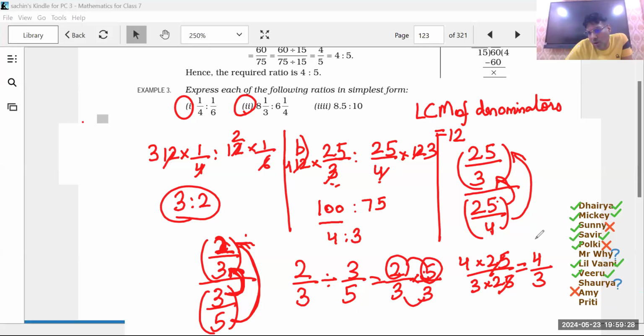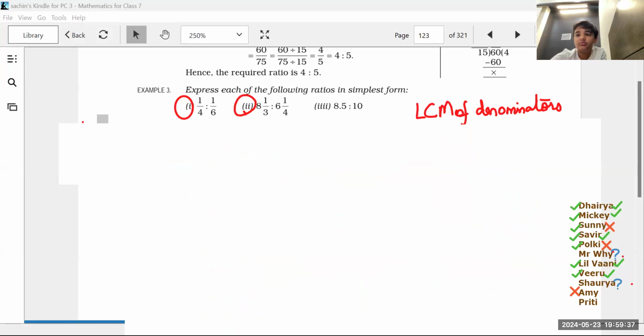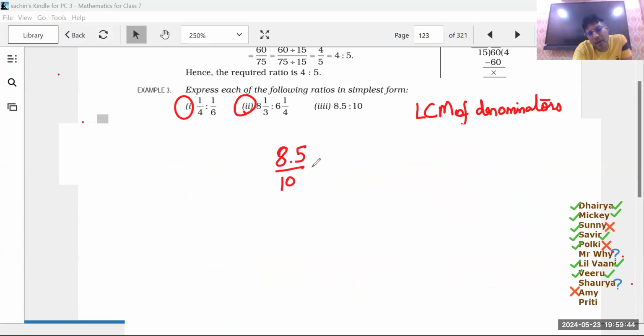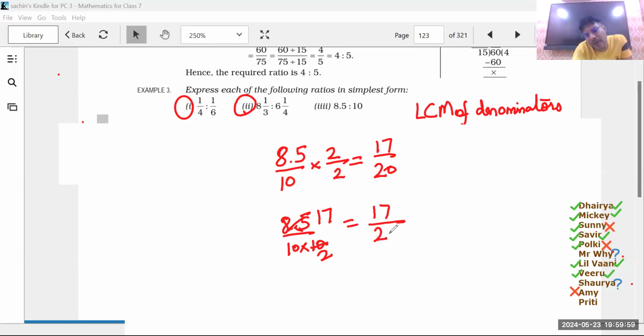So next question, Shaurya and Mr. YY Polki Sunny. Where is my answer? सर मैंने फिर से भेजा था. So 8.5 upon 10. Multiply by 2 by 2 to get 17 by 20. If you don't want to multiply, then remove the decimal, add an additional 10. फिर उसको simplify करो. So answer will be 17 by 20.